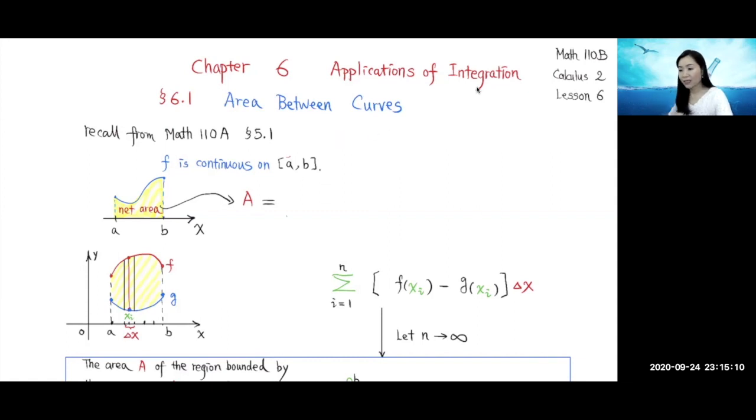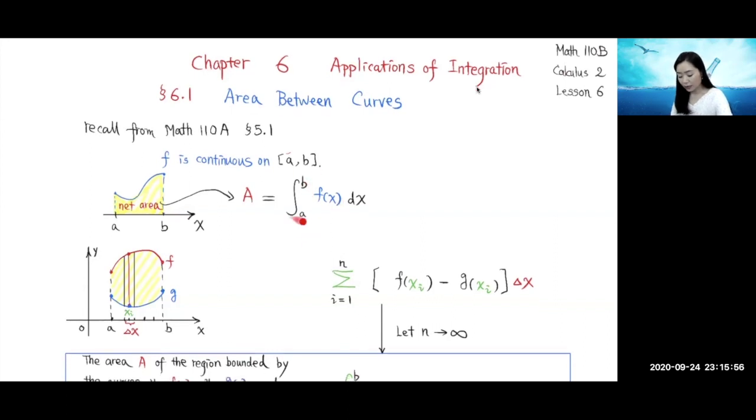Let's first recall from Math 110A, section 5.1. In 5.1, we talk about how to find the net area under the curve. If the function f here is continuous on this closed interval a to b, then the area under this curve is called A, and that is equal to, what do you guys recall it is equal to? Well, that is equal to this integral of this function from a to b. So this integral corresponds to the net area under this continuous curve right here.